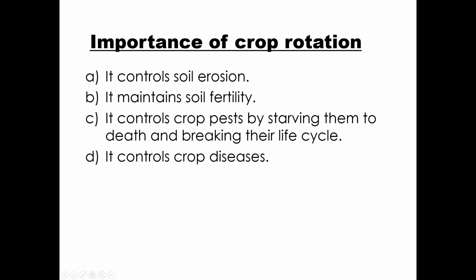fertile. The other one, it controls crop pests and diseases by starving them to death and breaking their life cycle. So how does it control pests? You see, when you keep on changing crops, this season you plant maize. Now when maize are in that garden, the pests for maize start looking for food. There is maize somewhere, let me run and get them. Before they reach that, the season has already come. You have changed it to cabbages. Can they eat cabbages? No, they only want maize.